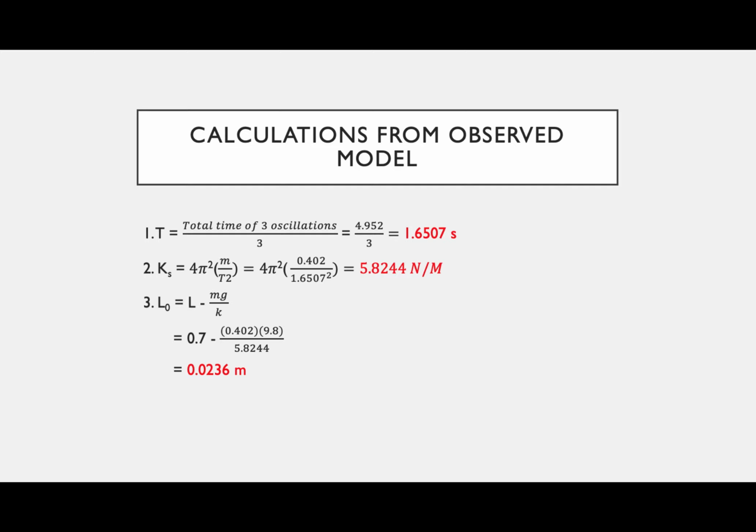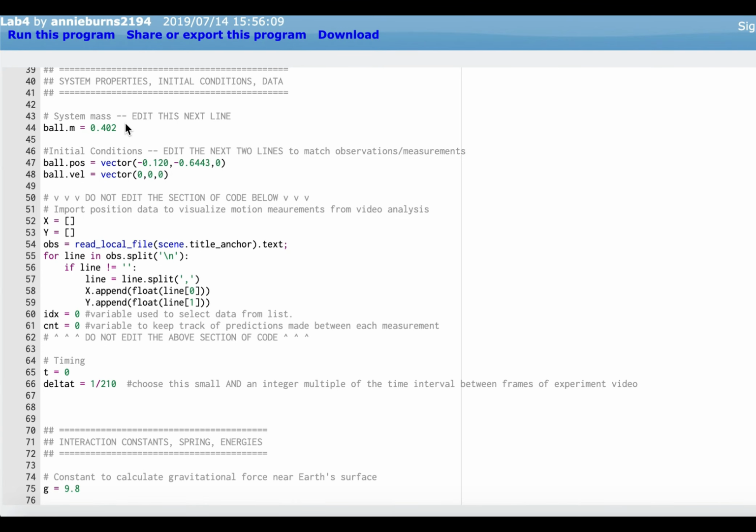Lastly, I needed to find the relaxed length of the spring by using its initial length of 0.7 meters and subtracting the mass of the object times the gravitational constant divided by its spring constant. I found this value to be 0.0236 meters. Now, with all the necessary initial values found, I could create my code.